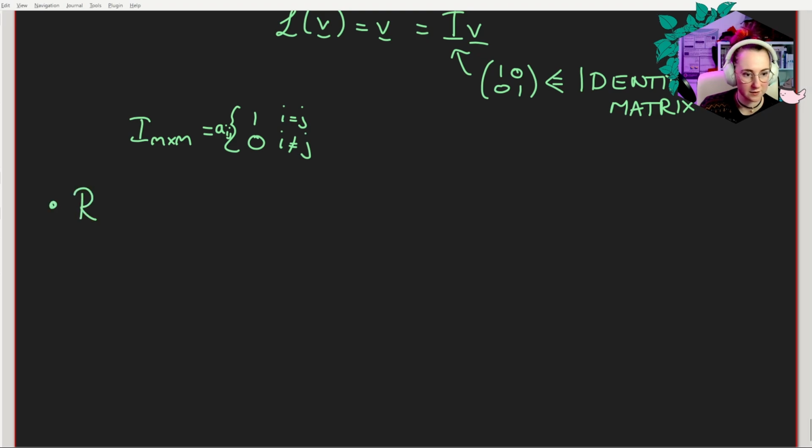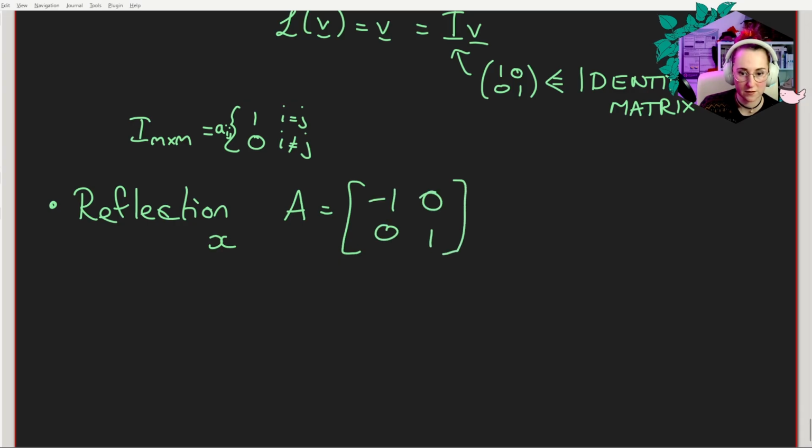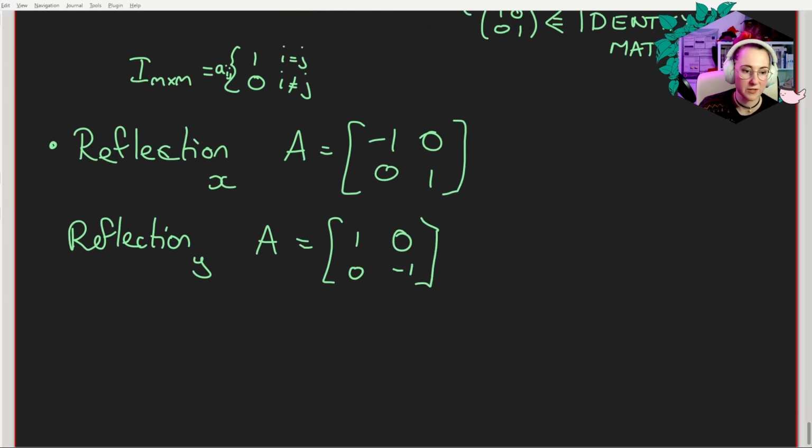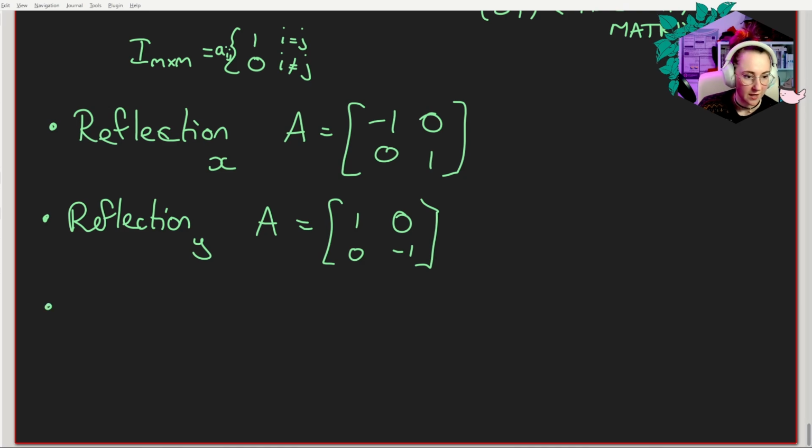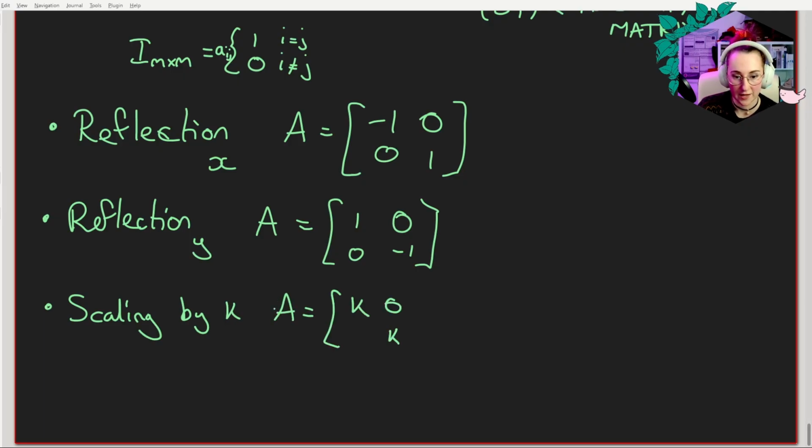So other ones are reflection in the x direction, which is the matrix -1, 0, 0, 1. Reflection in the y direction is the same, but now 1, 0, 0, -1. And thinking about these matrices as their columns being where i and j get mapped to is really useful. Scaling by some number k, A is k, 0, 0, k, which is just k times I.